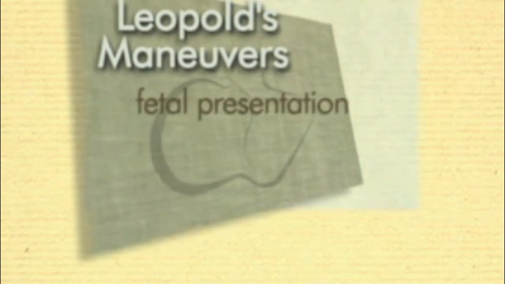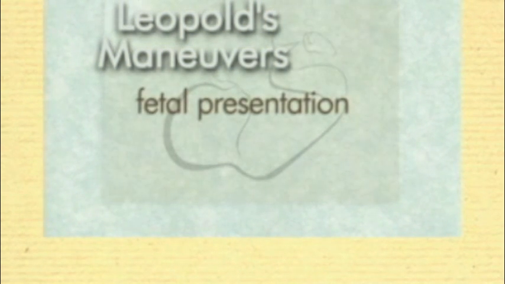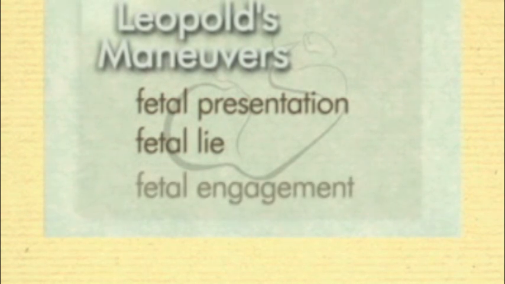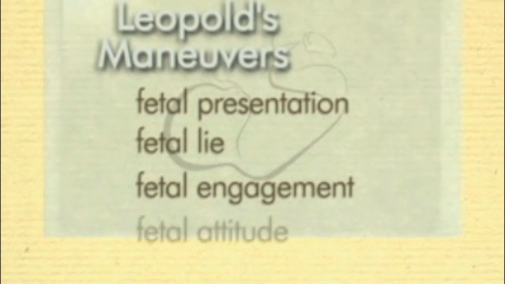The 4 maneuvers determine fetal presentation, or the part of the fetus that is closest to the internal os of the cervix; fetal lie, or the relationship between the maternal and fetal longitudinal axis; fetal engagement, which is the entrance and descent of the presenting part into the pelvic superior strait and canal; fetal attitude, which assesses the degree of flexion of the head.